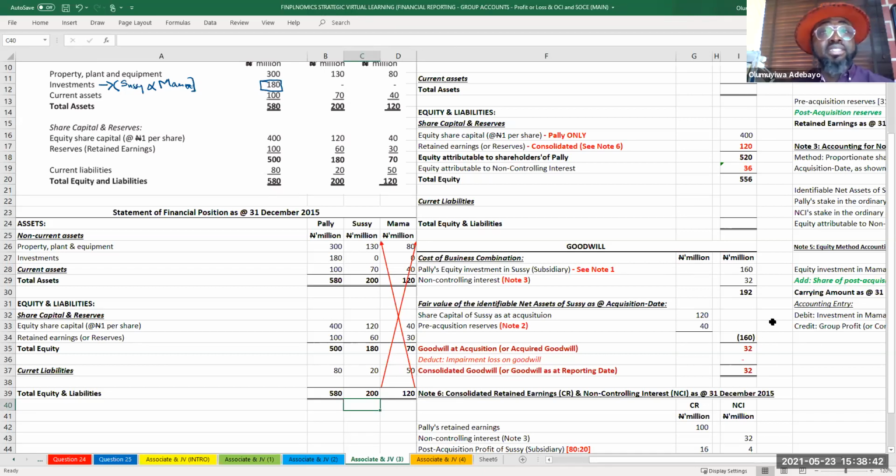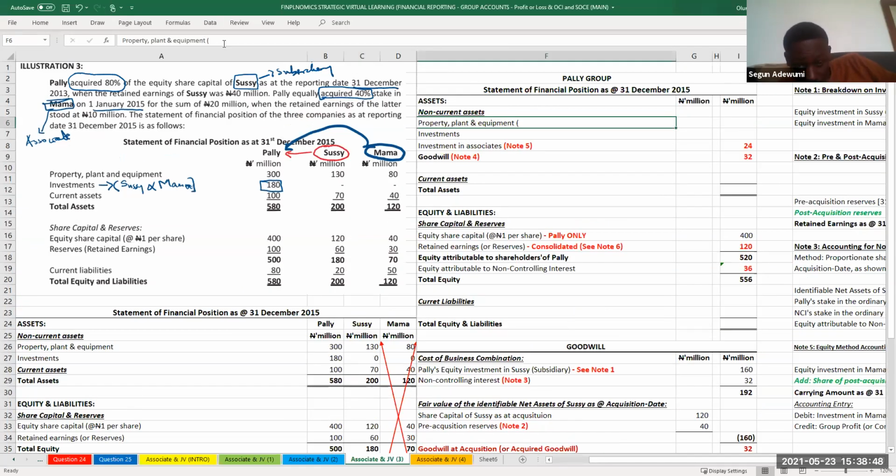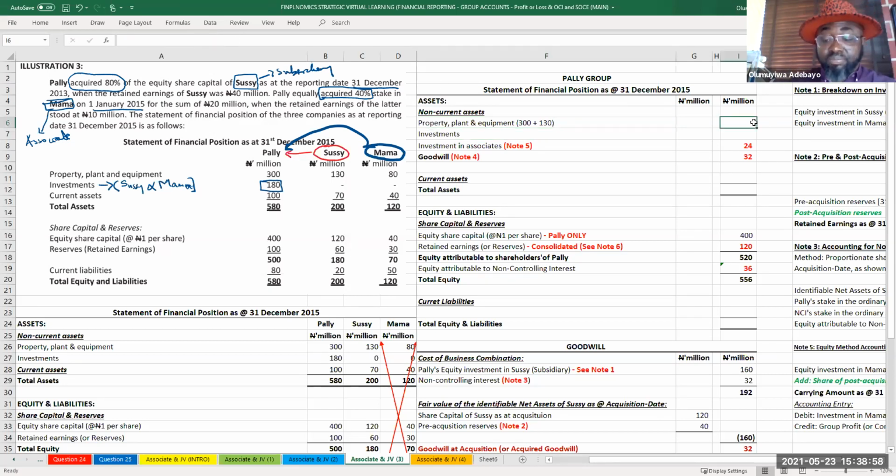Therefore, I won't consolidate this in any respect, which means my PPE to be consolidated is that of the parent, which is 300, plus that of subsidiary, which is what? 130, subject to any adjustments, which in this case, there's none. I can come here and say the sum of just the parent and the subsidiary.